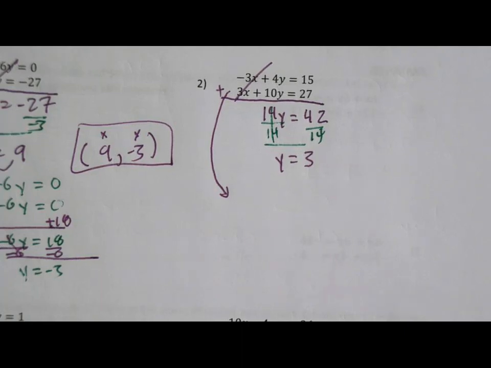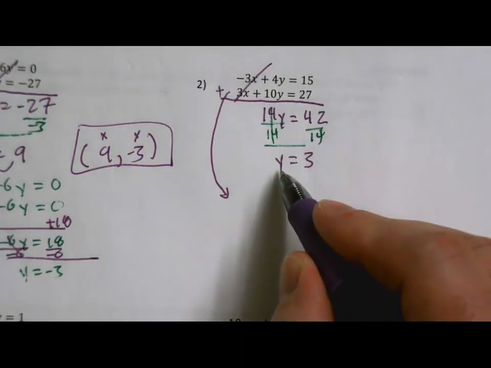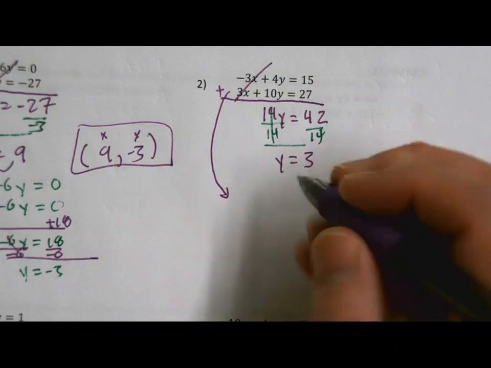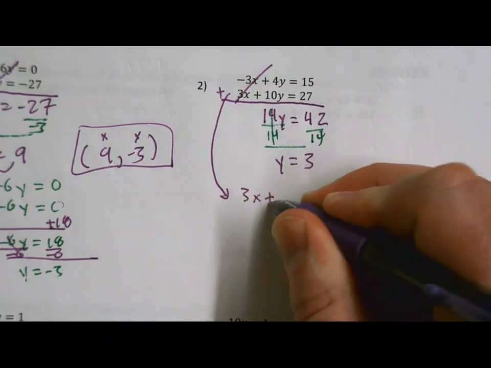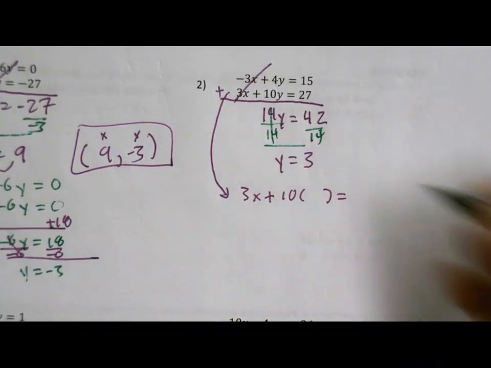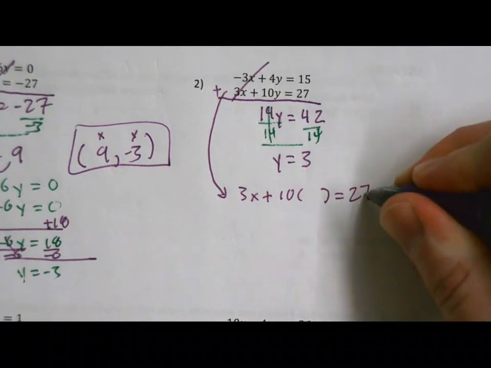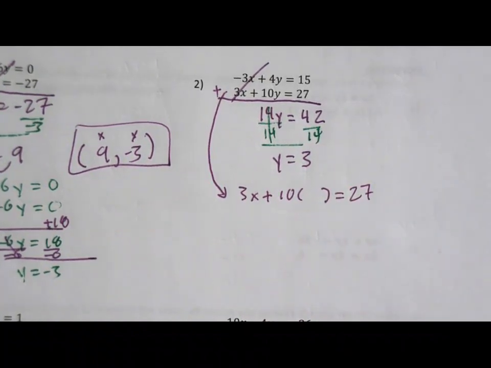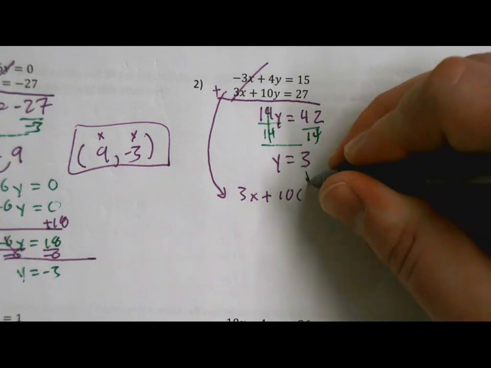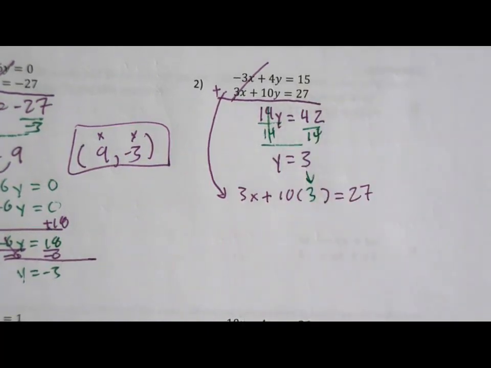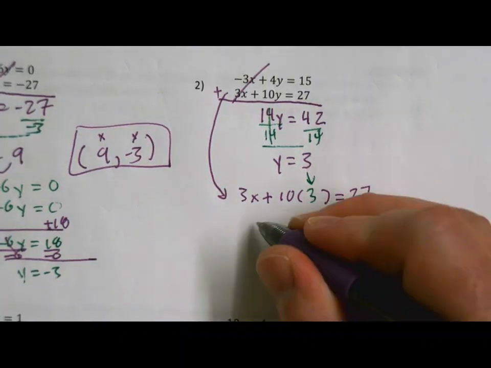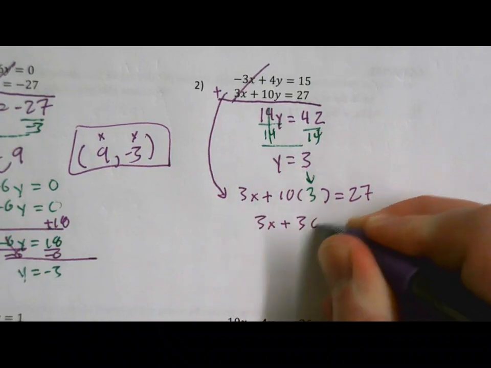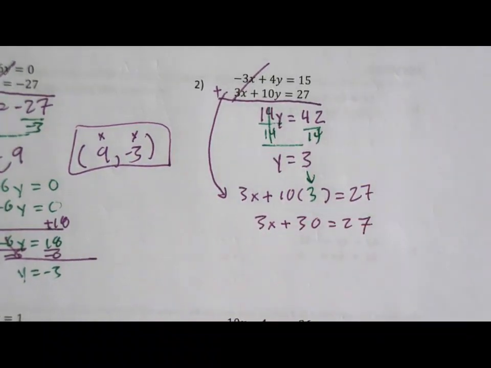I want the bottom one. All right, I'm going to leave my y out because I know what y is this time. So 3x plus 10y, but I'm leaving the y out, equals 27. I left the y out because I know what y is. Y is 3. So we got 3x plus 30 equals 27. Y'all know how to solve that. Get that x by itself.